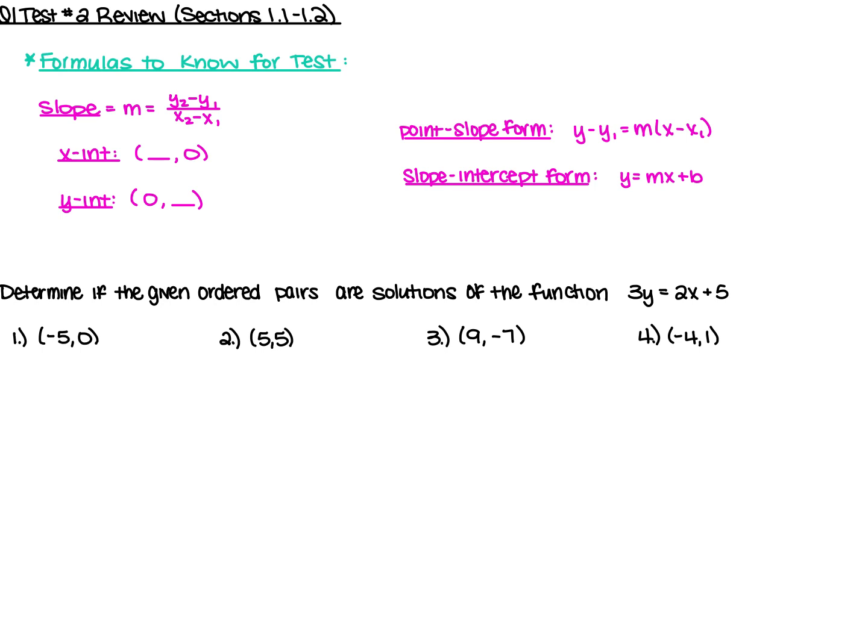Again, I said that I'm just going to do the ones that are most similar to the ones that are on your test. So I'm going to go over 2 and 4 from the first section. It gives you the directions to determine if the given ordered pair or ordered pairs are solutions of the function 3y is equal to 2x plus 5. For number 2, we're given the ordered pair 5, 5. So your x is 5, your y is 5.